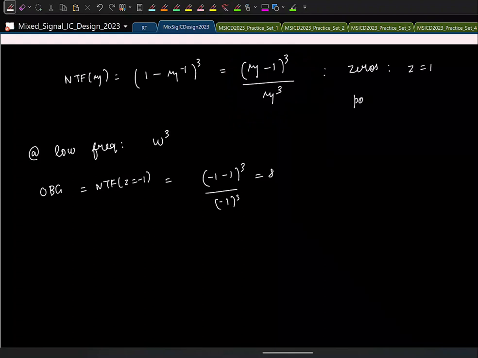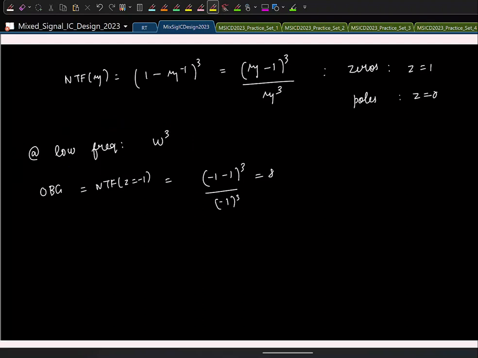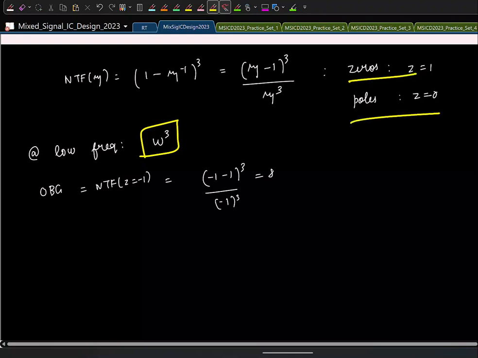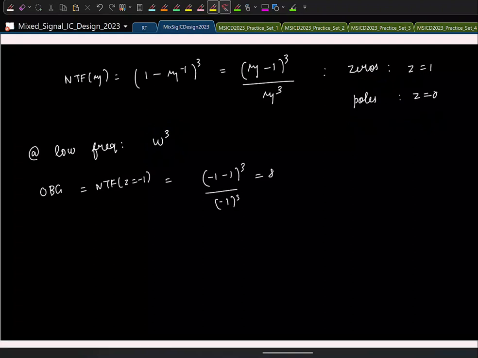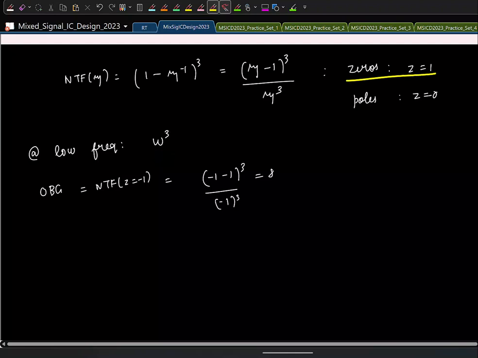And where are the poles? Now tell me, I want this to be going as omega cubed, right? Now this behavior of omega cubed is being done by these zeros or the poles? Why poles? I mean, what I'm saying is, I have zeros and poles. A transfer function is basically defined by its poles and zeros. Now, I want my transfer function at low frequencies to go as omega cubed. The question is, this is being guaranteed by the zeros or the poles here.